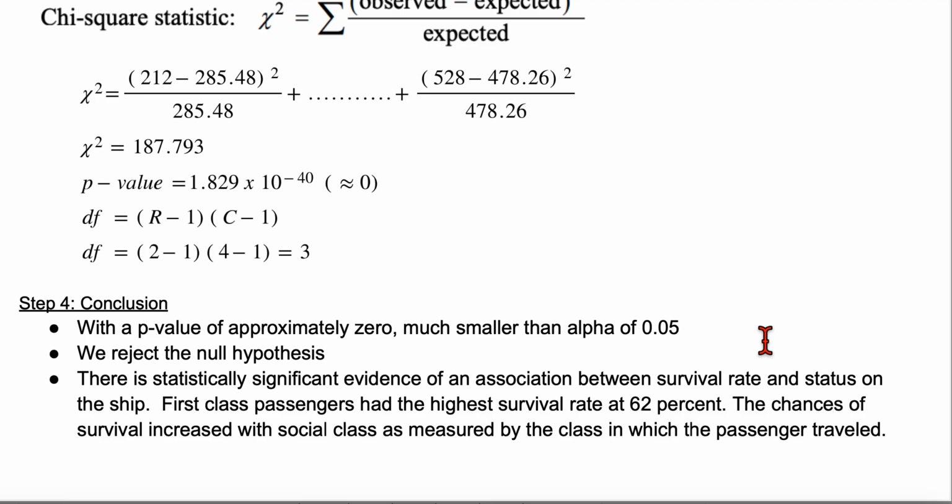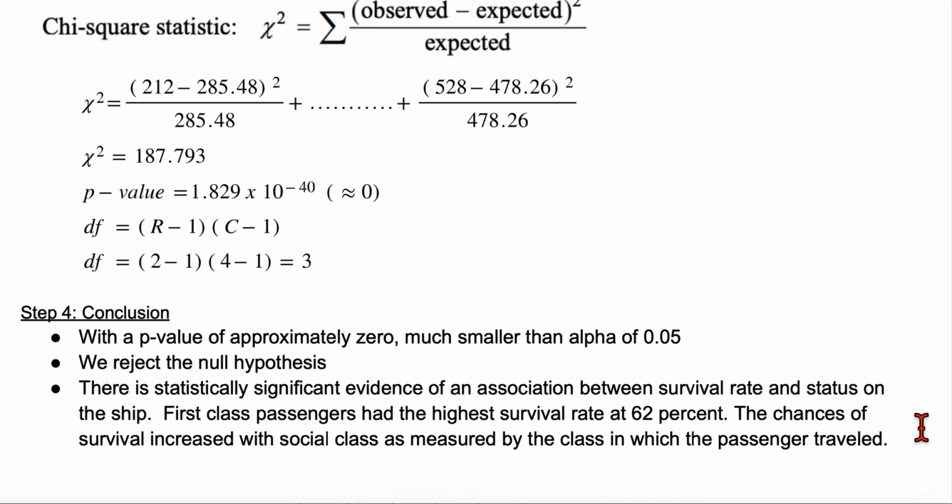First-class passengers had the highest survival rate at 62%. The chances of survival increased with social class, as measured by the class in which the passengers traveled, which means first class passengers were most likely to survive. Second class passengers were then second in survival, then third class passengers, and then finally the crew.